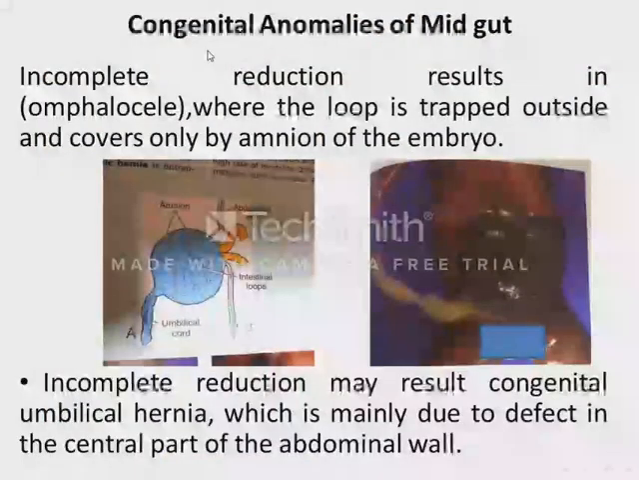What are the congenital anomalies of the midgut? Incomplete reduction results in forming omphalocele, where the loop is trapped outside the abdominal cavity and covered only by the amnion of the embryo, as shown in this figure and in this picture. Incomplete reduction may simply cause congenital umbilical hernia, which is due to a simple defect in the central part of the abdominal wall.